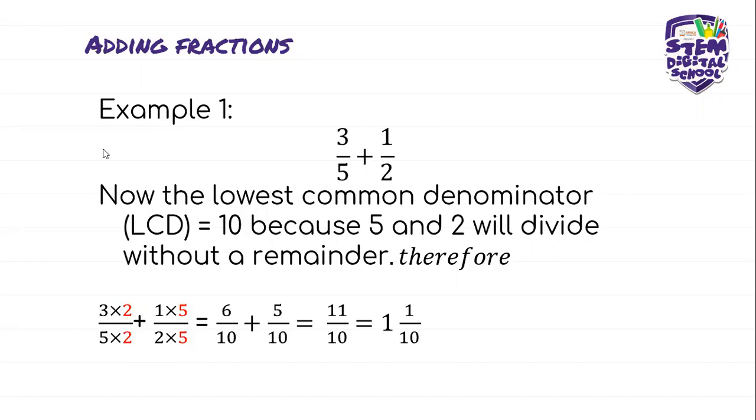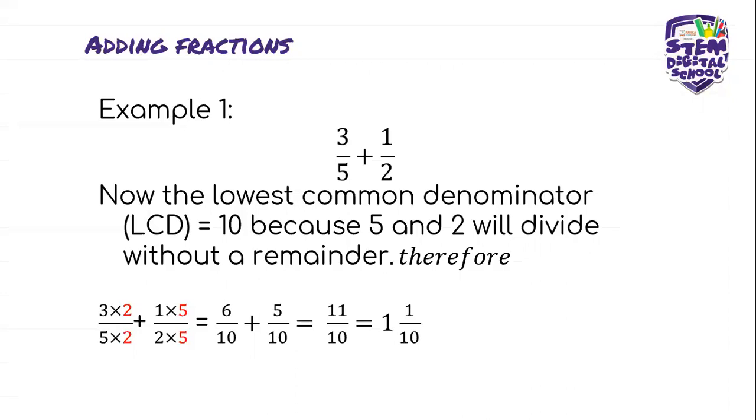Let's now carry on. So 3 multiplied by 2 becomes 6, and 5 times 2 becomes 10. And then you can see that we have 6 over 10. That is what we have. And then we do the same with the second fraction. 1 times 5 is 5, and then 2 multiplied by 5 is 10. So meaning that in addition, in the space of half, you'll have 5 over 10.